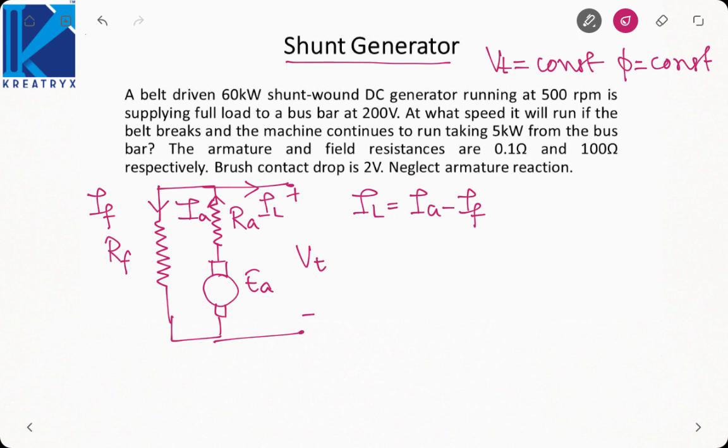Now it is saying neglect armature reaction, which means flux can be taken as constant. Why? Because armature reaction has demagnetizing effect, so it tends to reduce the flux, but you can neglect that effect. Now it is supplying full load to a bus bar at 200 volt. Full load means the rated power.